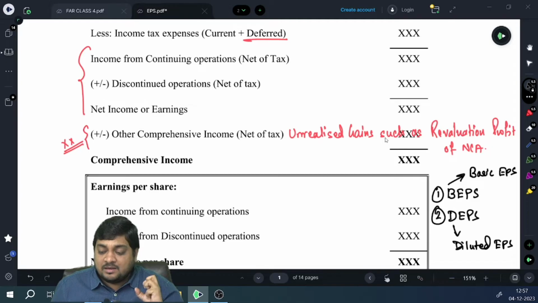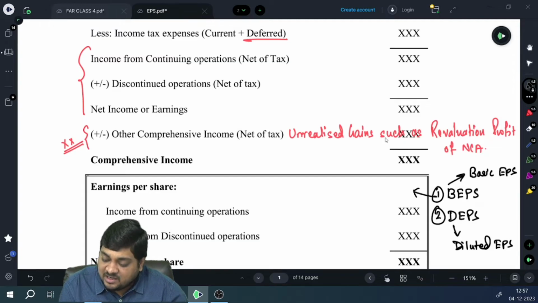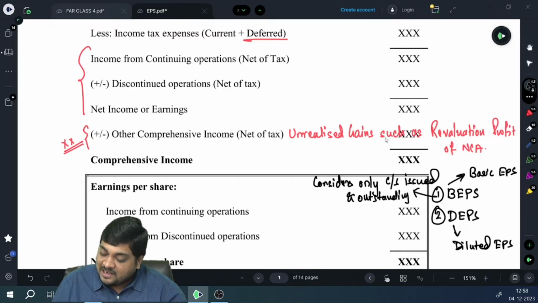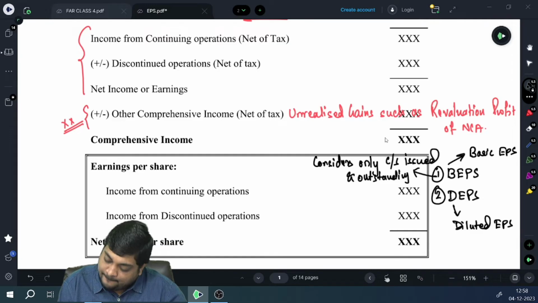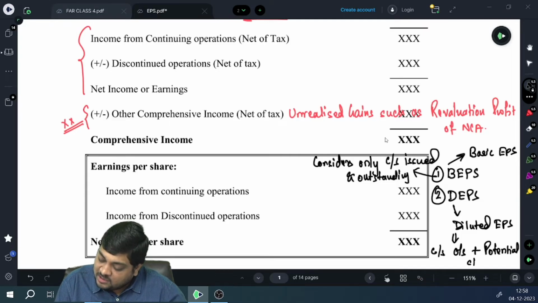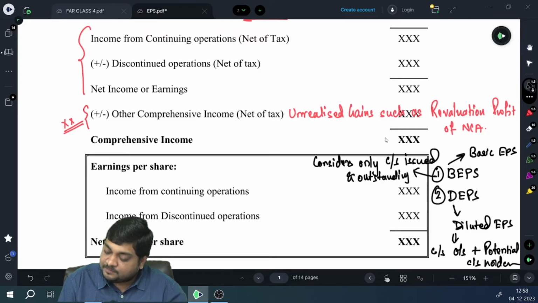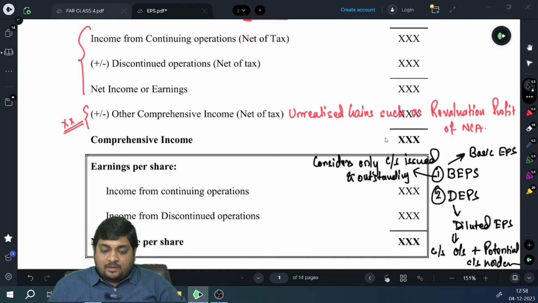So in basic earning per share, we only consider common stock which are already issued, right? Basic earning per share considers only common stock issued and outstanding, and this diluted considers common stock outstanding plus potential common stockholders, right? Okay, so let us start.